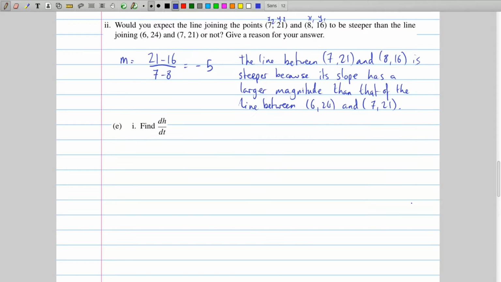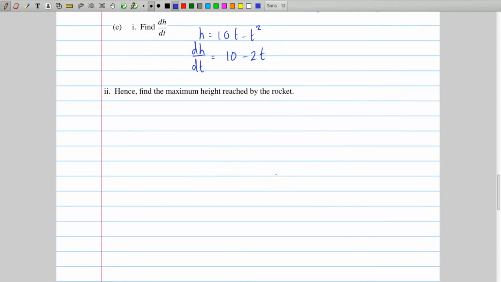Part E asks us to first of all find dh dt, that is the derivative of the height with respect to time. But the original height is given by 10t minus t squared, so we have to find the derivative of this, differentiate it with respect to t. We end up with 10 minus 2t. With that information, we're asked to find the maximum height reached by the rocket.